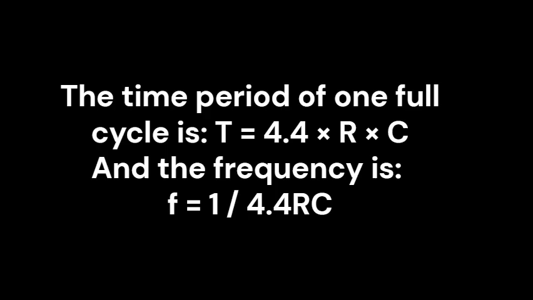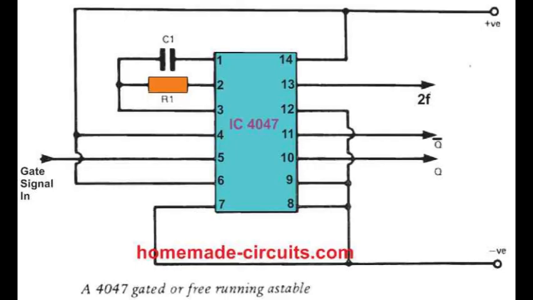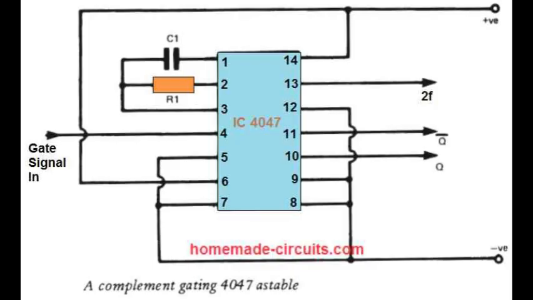The Astable mode can work in two ways, true gating and complement gating. In true gating, the oscillation starts when the gate input at pin 5 is taken high, and stops when the gate input goes low. In complement gating, the behavior is reversed. The oscillation starts when the gate input is low and stops when the gate is made high.